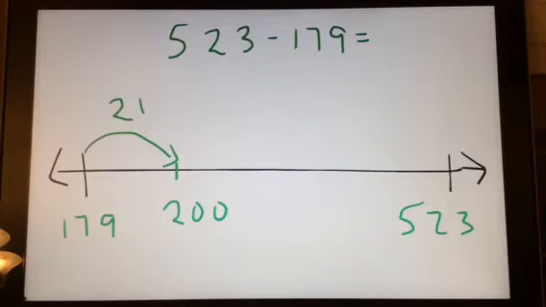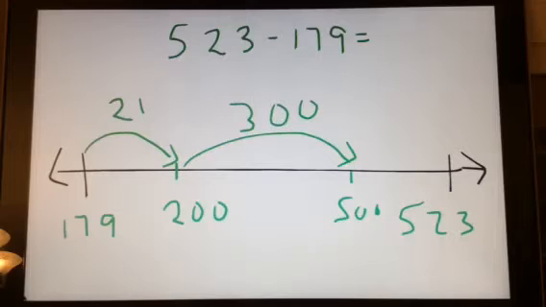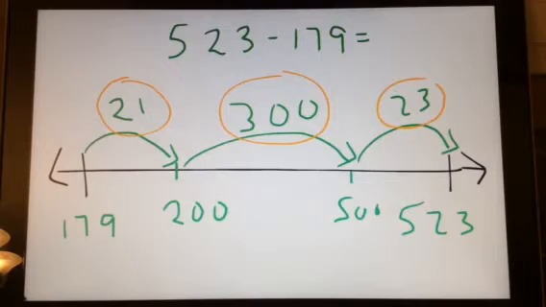Now, the leap from 200 to, let's say, 500 would be another 300, and the leap from 500 to 523 would be 23. We then add up all our leaps or all our jumps together to get a total of 344.